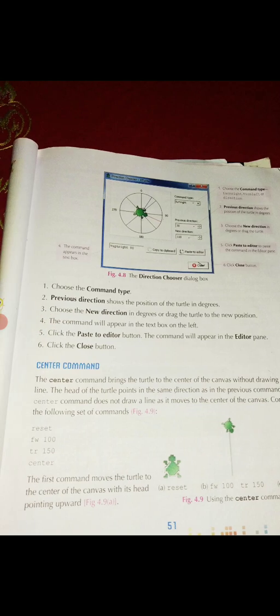In figure B, are you seeing the diagram in figure 4.9? There, firstly, you move forward 100 steps. Then you move the turtle towards the right, that is 150. Then in C, the turtle is in the center, in the middle. The first command moves the turtle to the center of the canvas with its head pointing upward. Figure 4.9. As I have said, the turtle's head is always in the front.